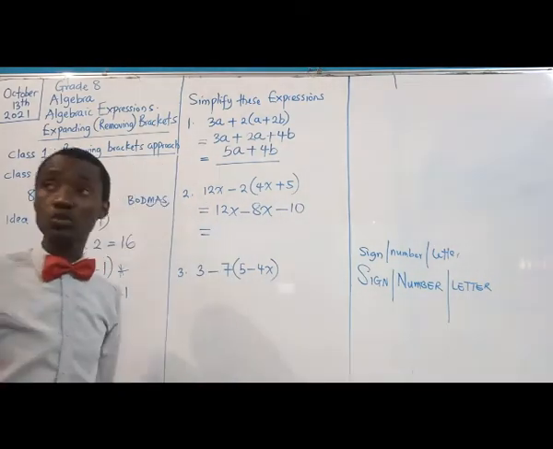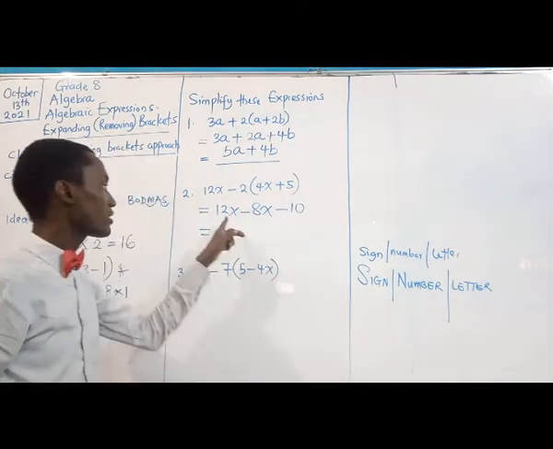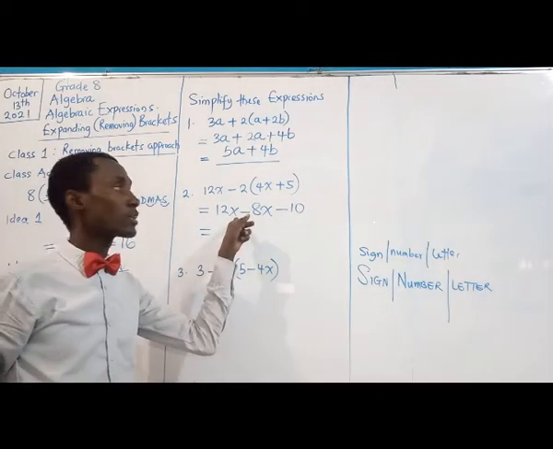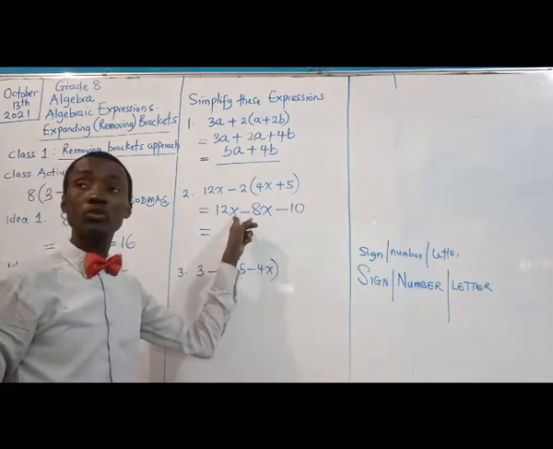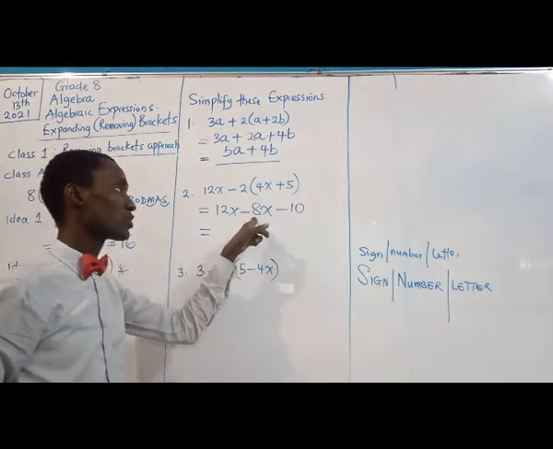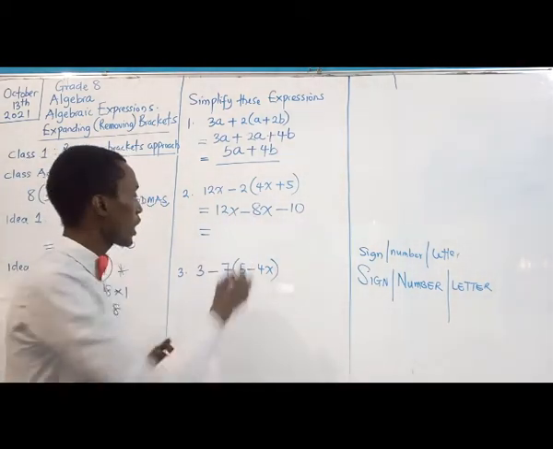The final thing I want to do is to collect like terms. This is 12 what? X. Minus 8x. Change it to anything you want to. 12 packs of popcorn plus minus 8 packs of what? Popcorn. That will give me 4x.